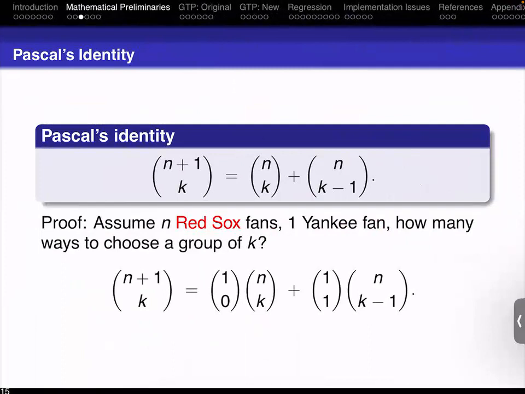In the first case, we're fortunate. We don't have the Yankee fan with us. 1 choose 0, we don't choose the Yankee fan. But now we have to choose k fans of the Sox. In the second case, we did choose the Yankee fan, 1 choose 1, but now we only have to choose k-1 Sox fans. So by counting the expression two different ways, and this is essentially all of combinatorics, we come up with our formula.